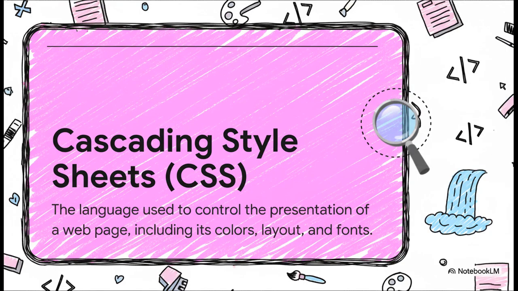So CSS stands for Cascading Style Sheets, and it's basically the language of presentation for the web. Its entire job is to take that structured content you wrote in HTML and tell the browser exactly how it should look. And this separation is really powerful. Think of it this way. HTML handles the what, the actual content, and CSS handles the how, the way it all looks and feels.